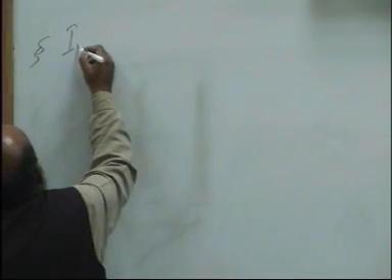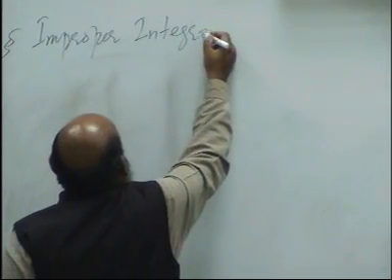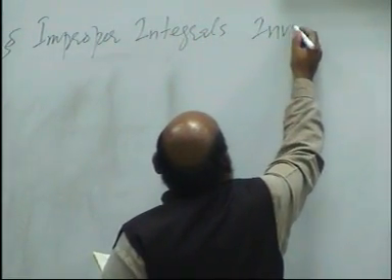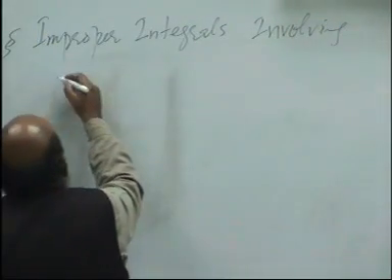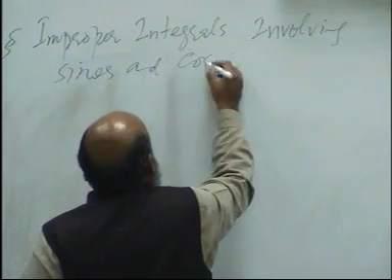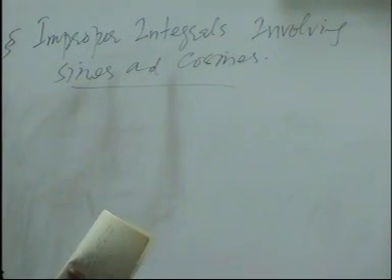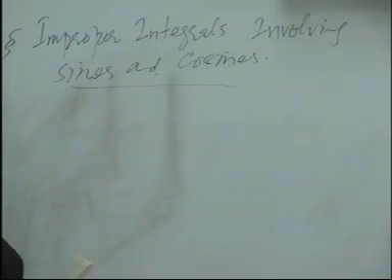Another topic: improper integrals involving sines and cosines. Improper in the sense that the interval of integration contains infinity, and the function also involves sine and cosine as well.